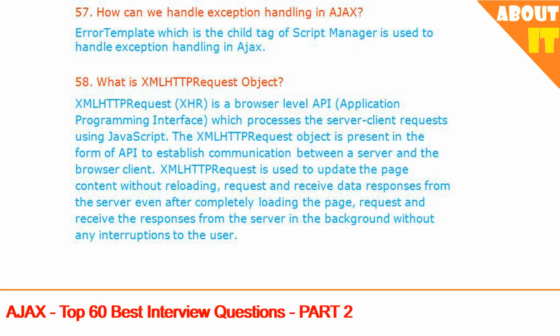58. What is XMLHttpRequest object? XMLHttpRequest, XHR, is a browser-level API, application programming interface, which processes the server-client requests using JavaScript. The XMLHttpRequest object is present in the form of API to establish communication between a server and the browser client. XMLHttpRequest is used to update the page content without reloading, request and receive data responses from the server even after completely loading the page, request and receive the responses from the server in the background without any interruptions to the user.